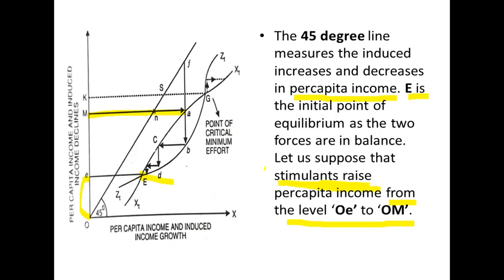Let us suppose that stimulants raise the per capita income from level OE to OM. We increase the per capita income along this XT line, because the XT line is the income growth line or income generating line. So now we raise the per capita income from OE to OM.